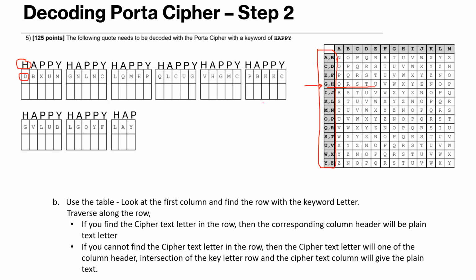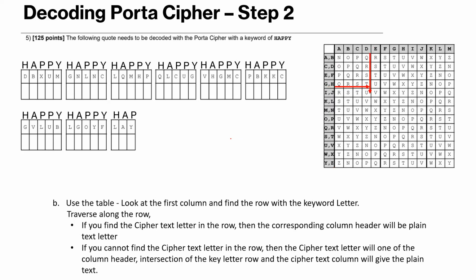We try to find the ciphertext letter. So we are looking for D here. In this case, we cannot find D in the row, so we go to the second option. If we don't find the letter, then the ciphertext letter will be one of the column headers. So in this case, D is the column header here, and the corresponding plain text to D will be T, which is at the intersection of the H row and the D column. So that's what it will become here.